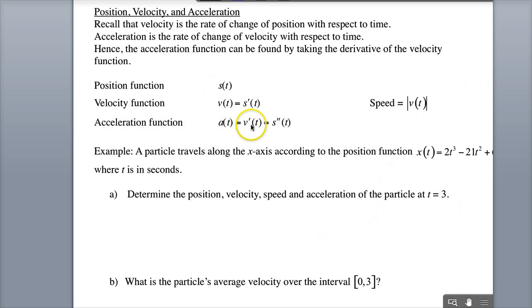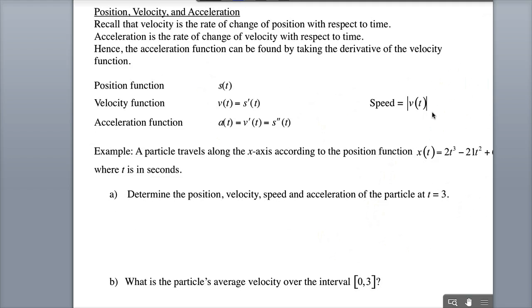Acceleration is the derivative of v, or the double derivative, or the second derivative of the position function. And just as a main definition that you need to know, if anybody asks you for speed, speed is the absolute value of velocity. So speed is never negative, velocity can be negative.